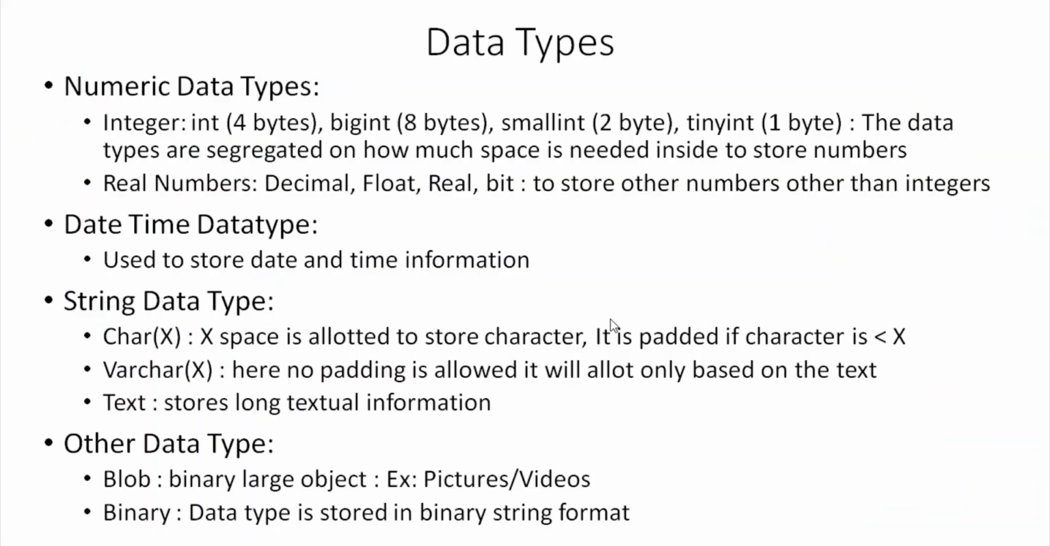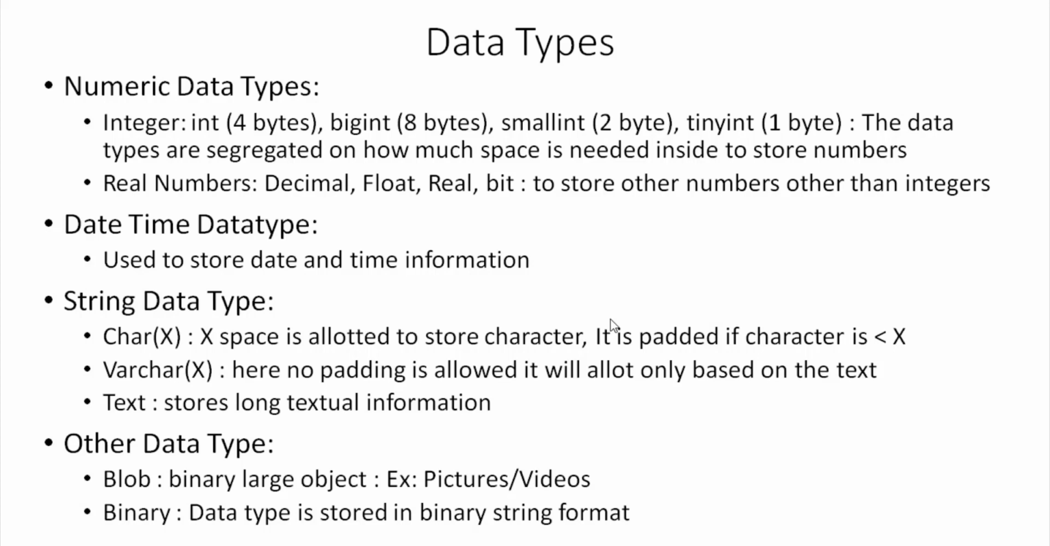In this session, we will go through the data types which are available in SQL. The data types in SQL can be grouped into 4 different groups: numeric data types, date time data types, string data types, and other data types. Under numeric data types, they can be classified into integers and real numbers. Integers can be int, big int, small int, and tiny int.